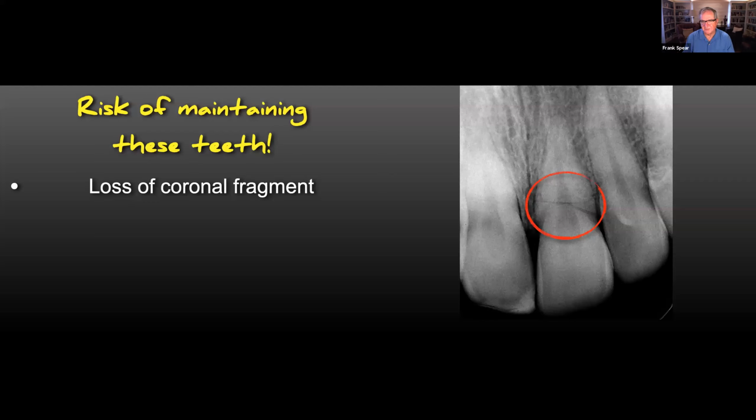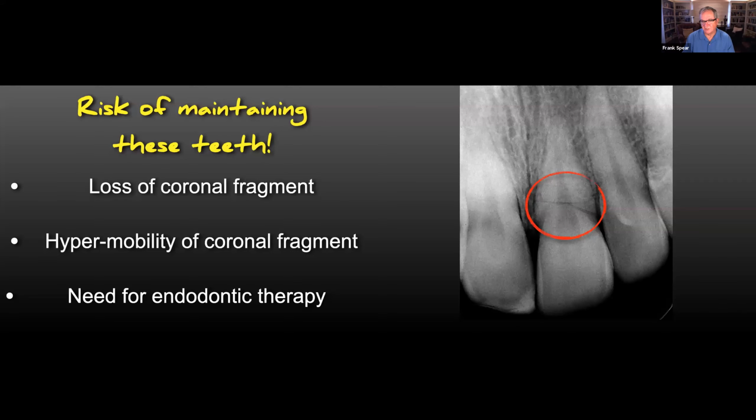You're going to do some emergency treatment and get them back. So splint it and give them a try. Give them a chance to see what happens. The risk would be a loss of the coronal fragment, hypermobility of the coronal fragment, or ultimately the need to do endo. Those would be the typical risks of giving it a try.